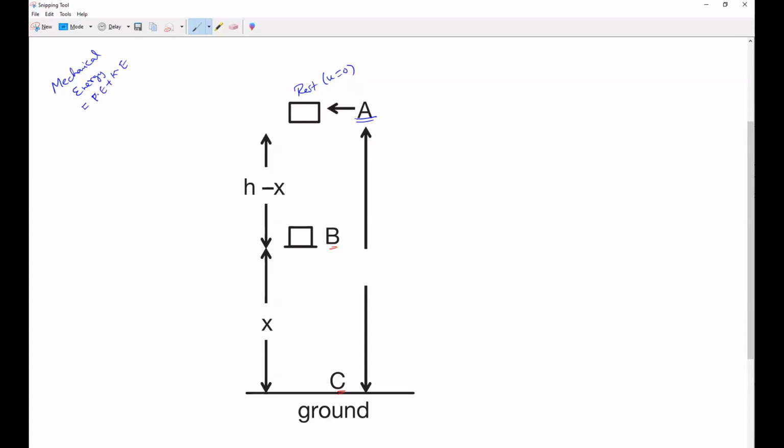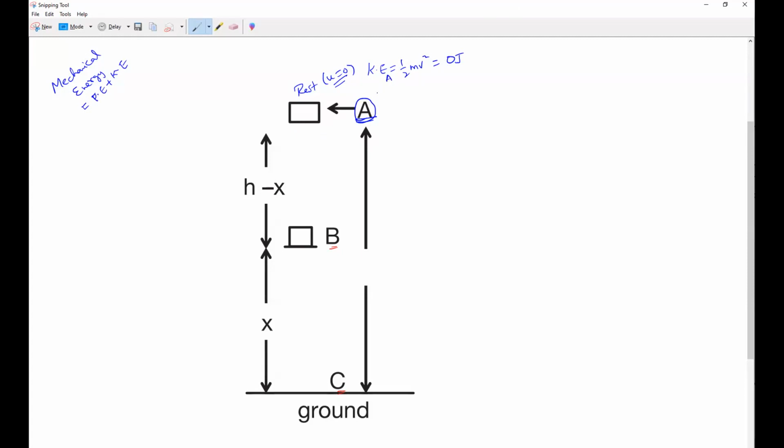Now, at point A alone, it is only above the ground, so its initial velocity is zero. So what is the kinetic energy at point A? Kinetic energy is half mv squared, and the velocity is 0, so the kinetic energy is 0. At point A, you can write it very clearly: kinetic energy at point A is 0.